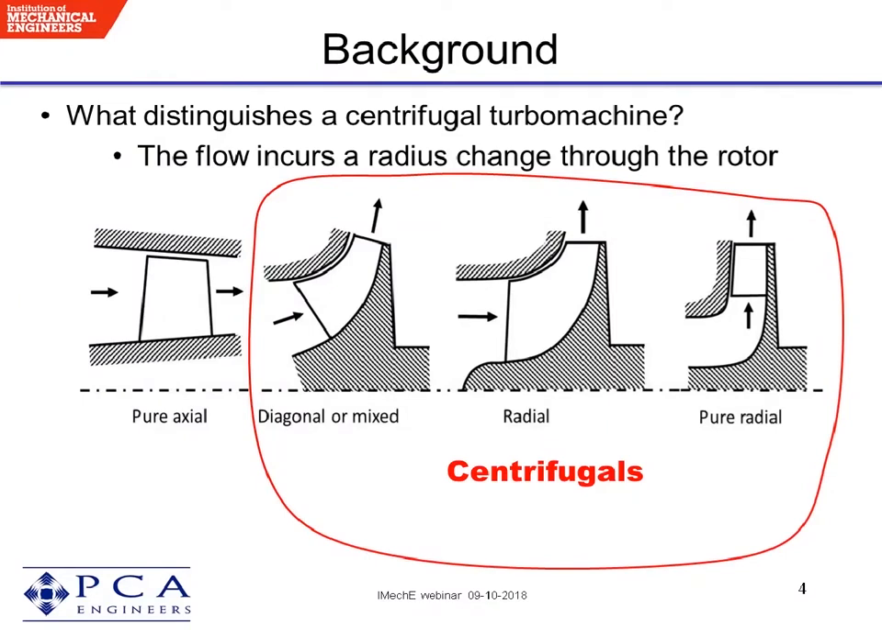The centrifugals have the advantage over the axial stage that because the centrifugal force is in play when the flow moves radially, they can get to a pressure ratio about 3 times that of an axial stage.